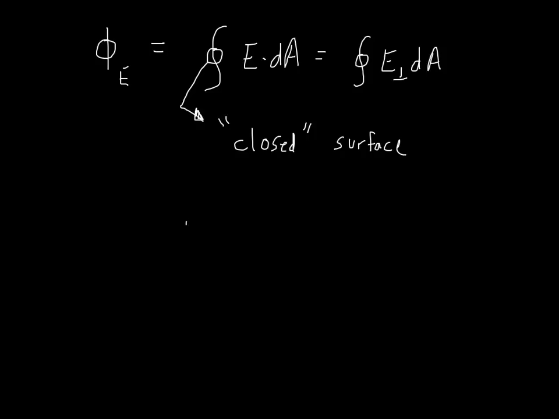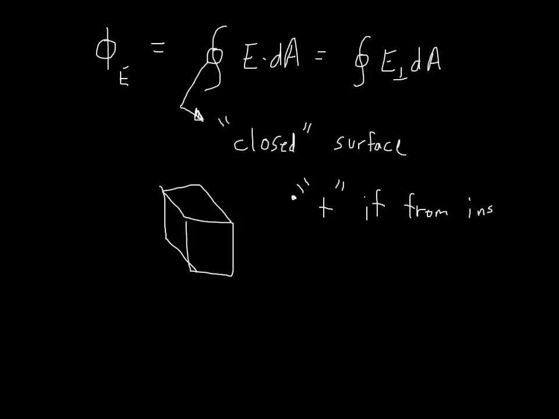So let me try to draw a box. And this is in 3 dimensions. There's my little 3-dimensional box. And it's closed off. The distinction between an open and a closed surface comes from picking the sign. In an open surface, you can pick whatever direction you want. With a closed surface, your electric flux is going to be positive if it's coming from inside of whatever your surface is.